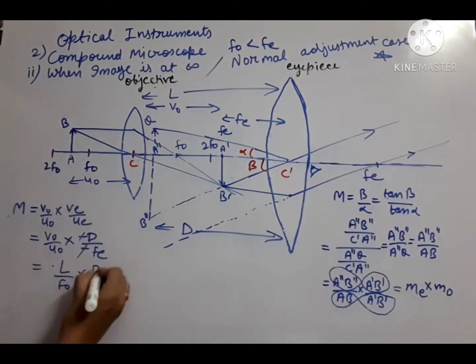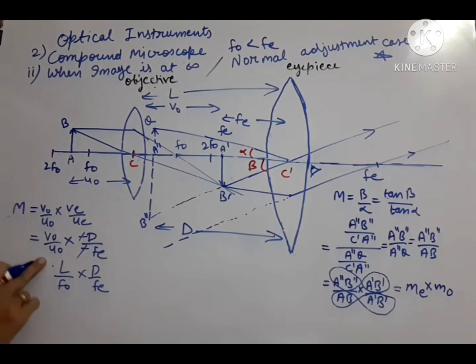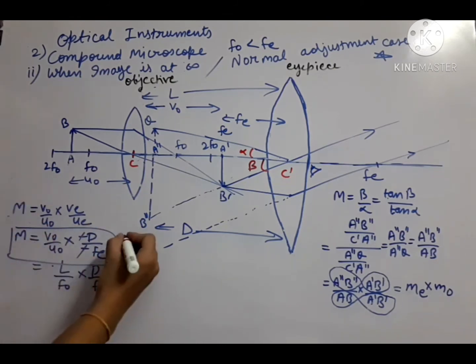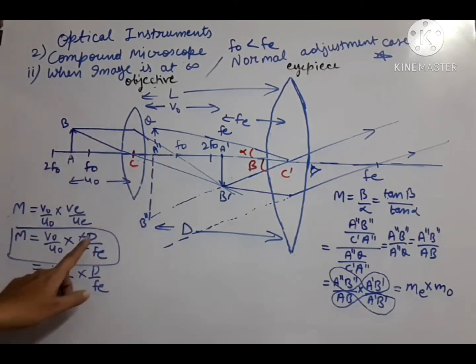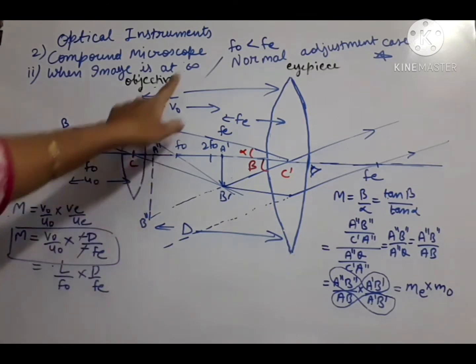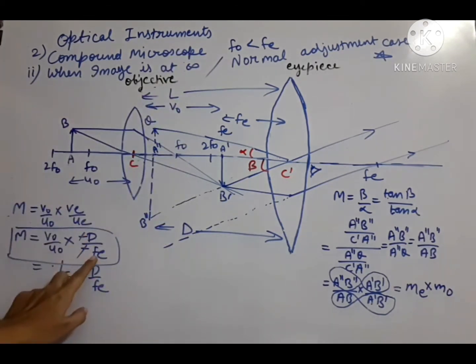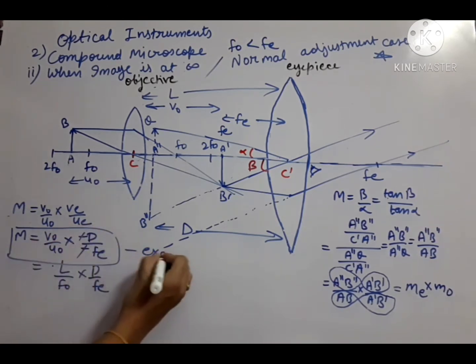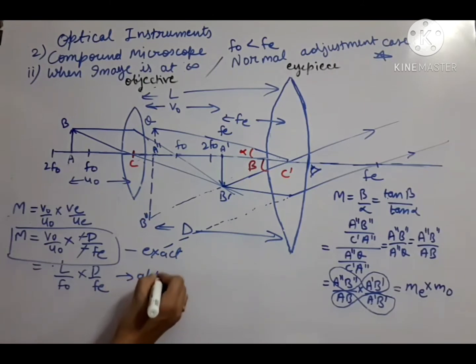Okay, then the formula will convert to this. So if VO upon UO, we remember it is L upon FO for both the cases, and this side the change is there in magnification formula. So what is the change? In D case 1 plus D upon FE we obtained, and in infinite case we obtain only D upon FE. And what about VO upon UO? VO upon UO can be approximately equal to L upon FO. Okay, remember it for both the formulas. So this way if we write, this is our exact formula and this is our approximated formula.